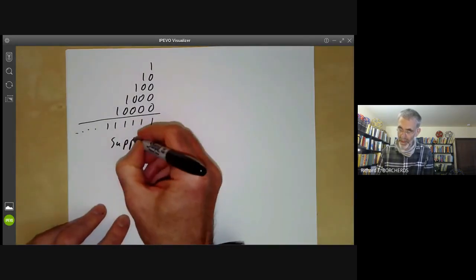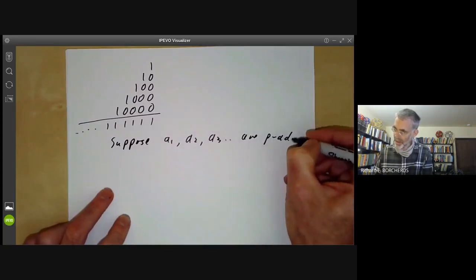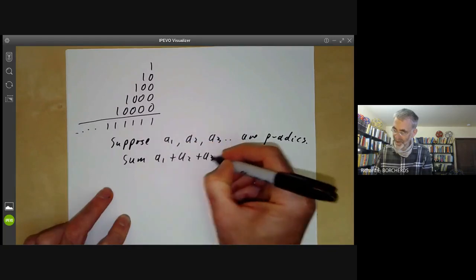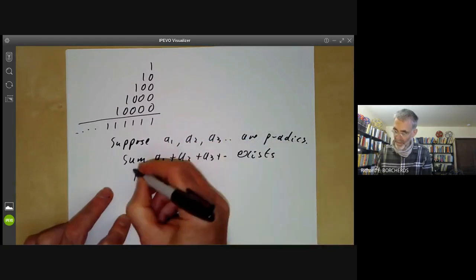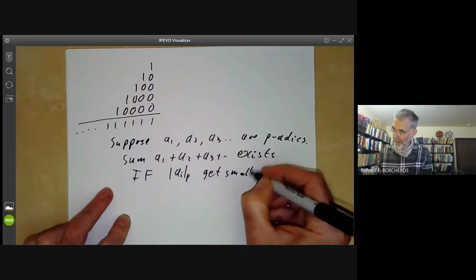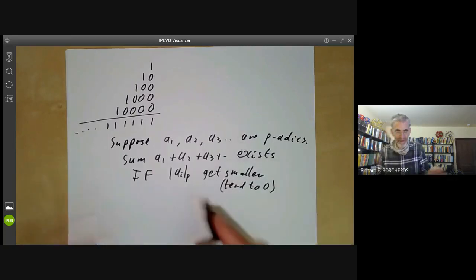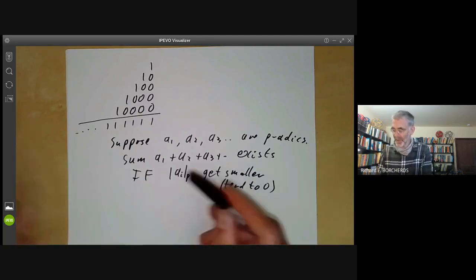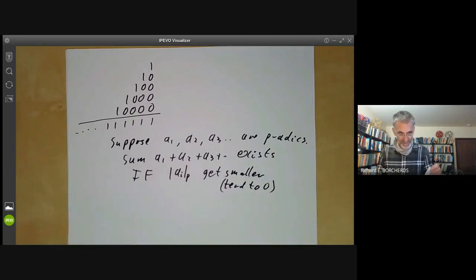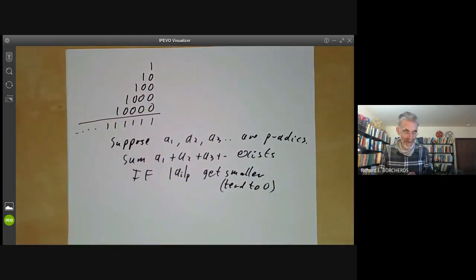So suppose a1, a2, a3, and so on are p-adics. Then the sum a1 plus a2 plus a3 and so on exists if the p-adic absolute values of the ai get smaller, in other words, tend to zero. I really ought to give a precise definition of what I mean by this, but everybody always gets confused by this. So I'll just be informal and say that the p-adic sizes of these must get smaller and smaller. And that's because if the p-adic size is getting smaller and smaller, then the number of zeros at the end is getting bigger and bigger, so you can add them up.